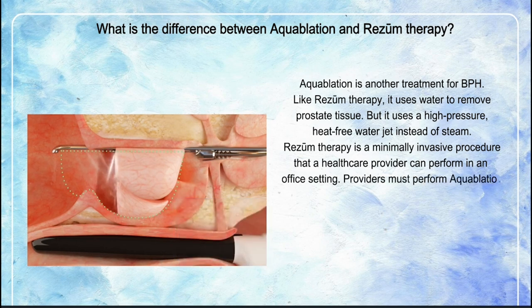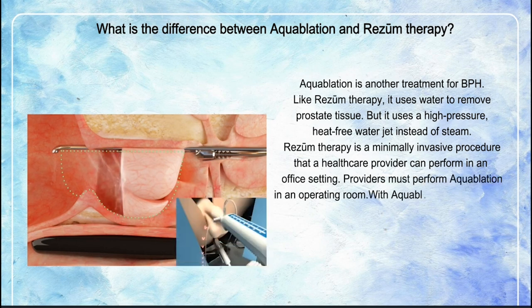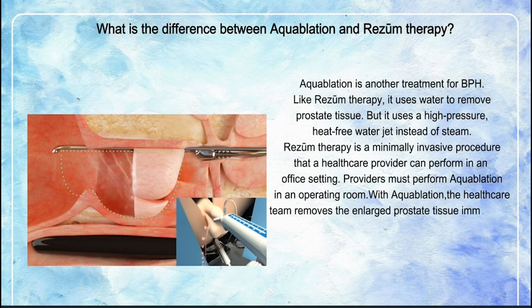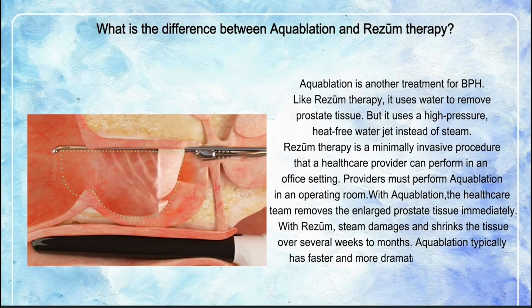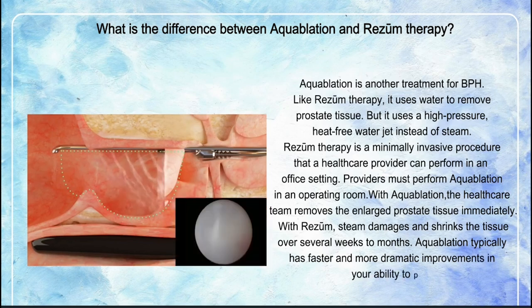Providers must perform aquablation in an operating room. With aquablation, the healthcare team removes the enlarged prostate tissue immediately. With Rezūm, steam damages and shrinks the tissue over several weeks to months. Aquablation typically has faster and more dramatic improvements in your ability to pee.